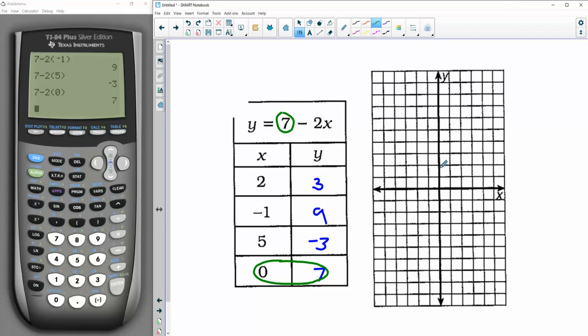So 1, 2, 3, 4, 5, 6, 7 up. Okay, plot these other points. 2, 3, 2 to the right, 1, 2, 3 up. Negative 1, 9. So 1 to the left, 9 up. And 5, negative 3. 1, 2, 3, 4, 5 to the right, 1, 2, 3 down. And all those points fall in a straight line again. Yep. So let's graph them.